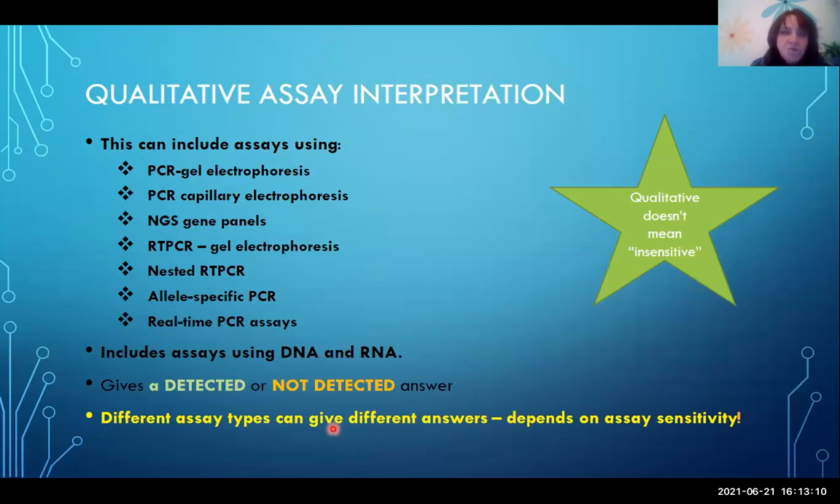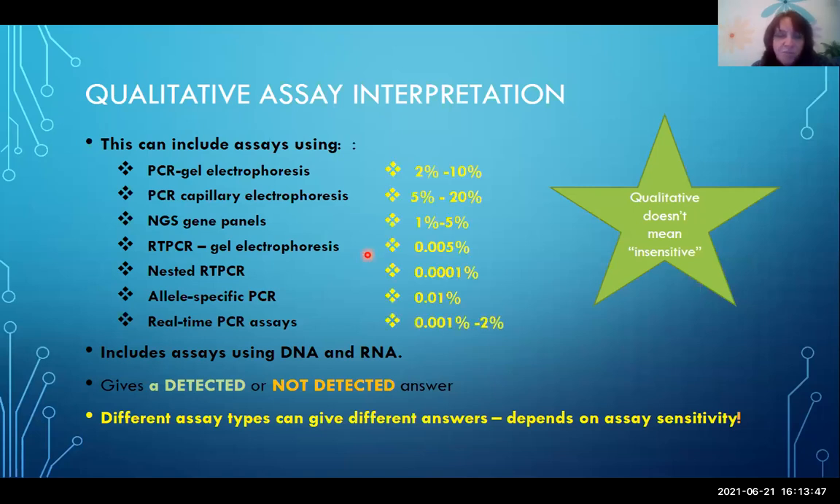So when it comes to now qualitative assay interpretation, we really basically have two different major types of molecular assays: qualitative and quantitative. A qualitative assay is where you're going to get an answer back that says detected or not detected. I think the important thing here is that people realize that qualitative doesn't necessarily mean that the assay is insensitive. And definitely I've had questions like that before.